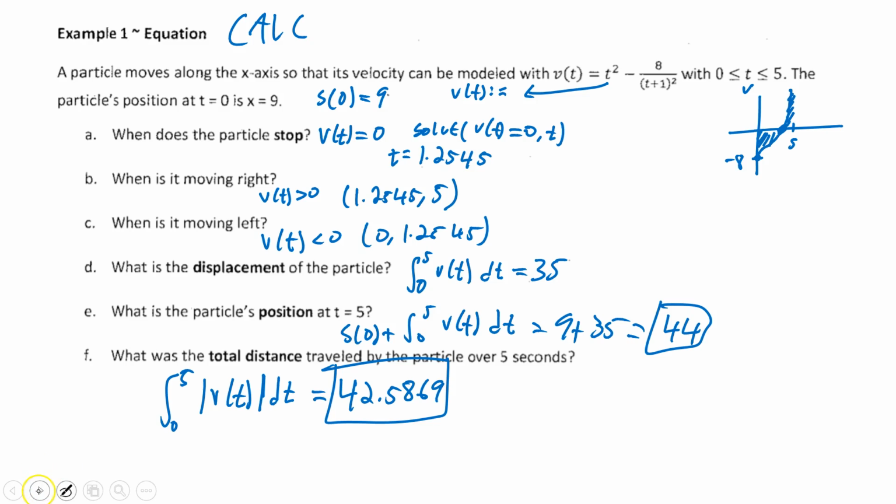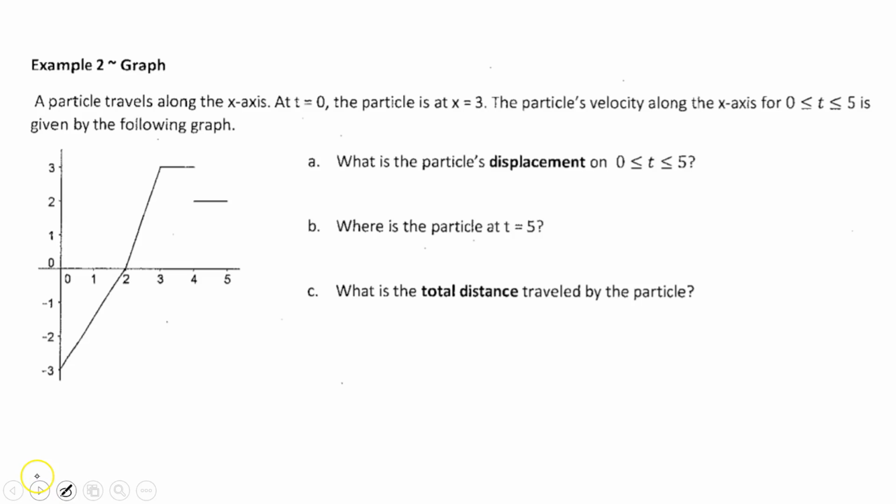Cool. Let's try one without a calculator. This one is a no calculator problem because they give us a graph that we can find areas of pretty easily. Here they tell us that at t equals 0, the particle's at 3. And they tell us the velocity is given by this graph right here, which we can find areas of pretty easily. I'm actually going to do that right now just because I'm probably going to need that.